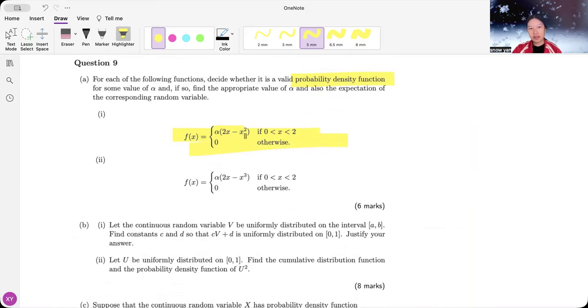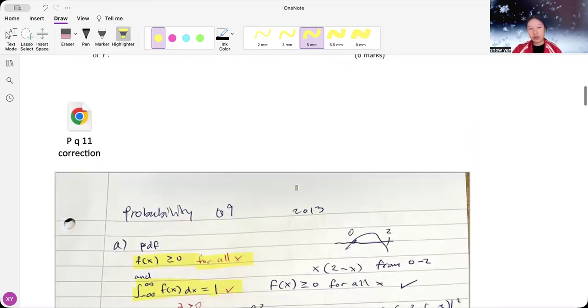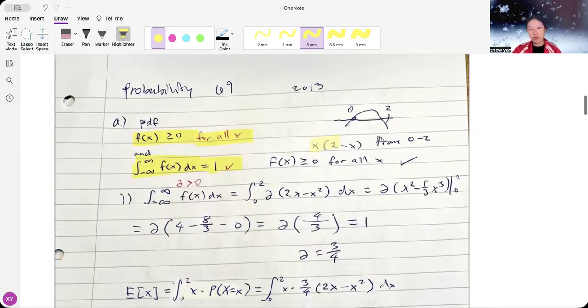times 2x minus x squared for x from 0 to 2. For this, we know that from 0 to 2, f of x is greater than or equal to 0 for all x. And then the condition is that alpha has to be greater than 0. So then we can just take the integral and find the area of that.